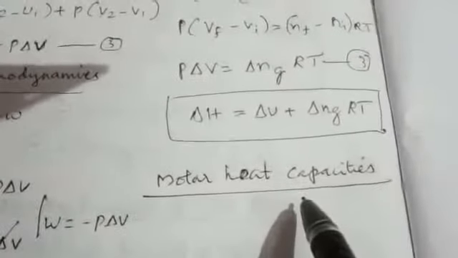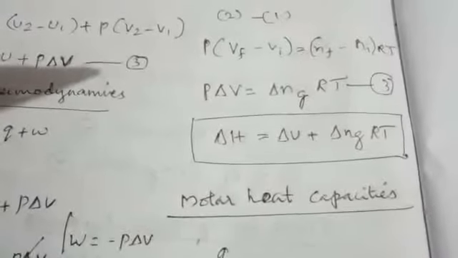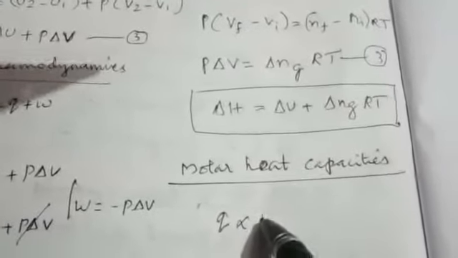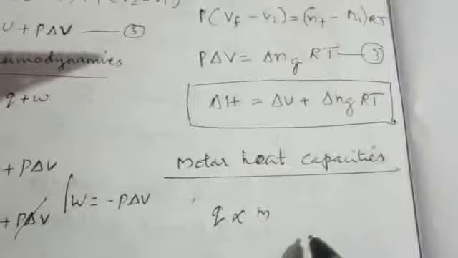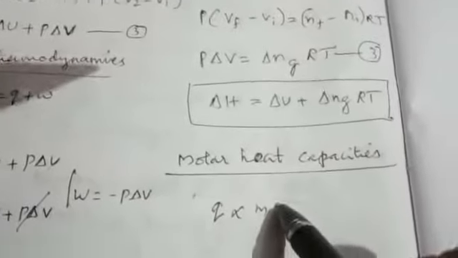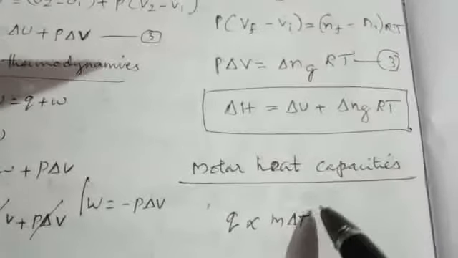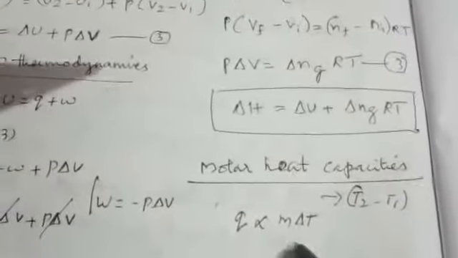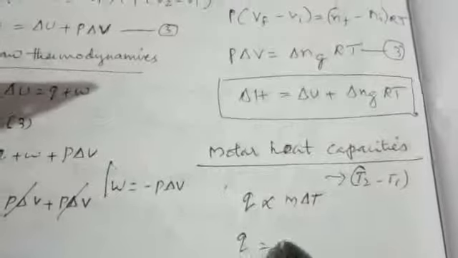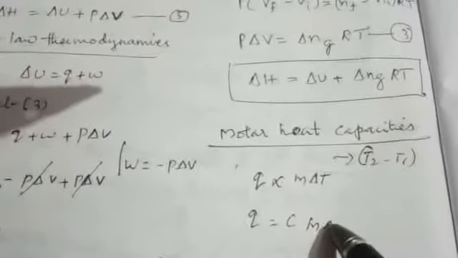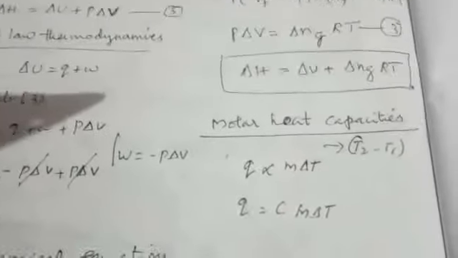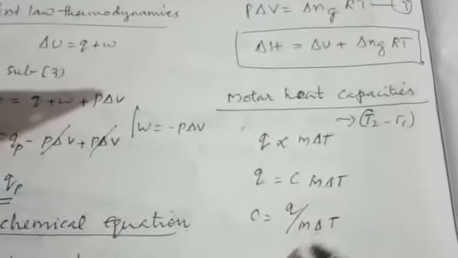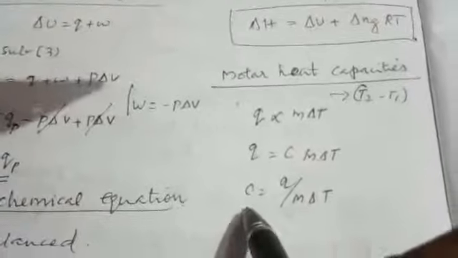Molar heat capacities. Heat, symbol Q, is directly proportional to the mass, and also directly proportional to the change in temperature. Change in temperature means T2 minus T1, that is called delta T. So Q is equal to C into m delta T. Next, C equal to Q by m delta T. C is called heat capacity.